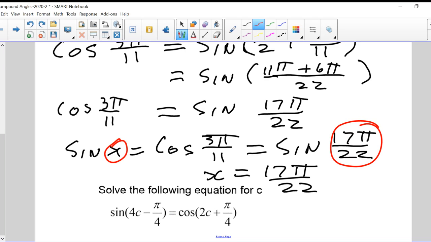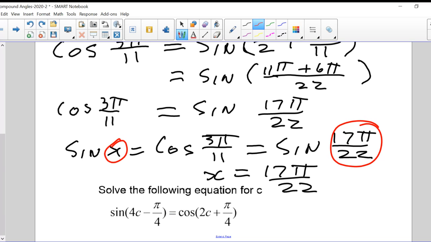Correct, yes. And what they're asking for is what the angle is. What is the actual angle? What you have is the sine of the angle. That's what the calculator is showing you. The calculator isn't showing you the angle itself. When you press the cosine of 3 pi over 11 or the sine of 17 pi over 22, you're getting what the sine of the angle is or the cosine of the angle is. You're not getting the angle. The angle is actually 17 pi over 22, which is not 0.6, whatever it is that you got.